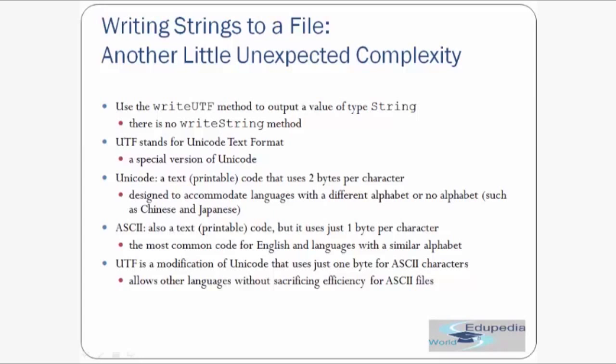Then another representation we have is ASCII. ASCII is also a printable text code, but it uses just 1 byte per character. It is the most common code for English and languages with a similar alphabet. After that, UTF is a modification of Unicode that uses just 1 byte for ASCII characters. This allows other languages without sacrificing efficiency for ASCII files.